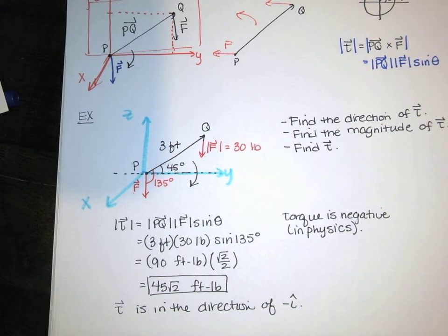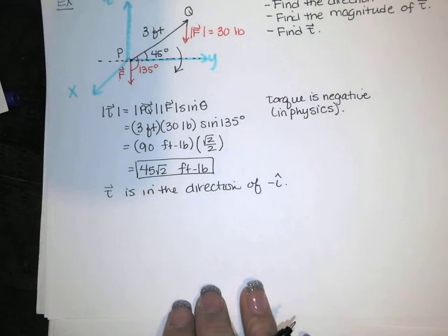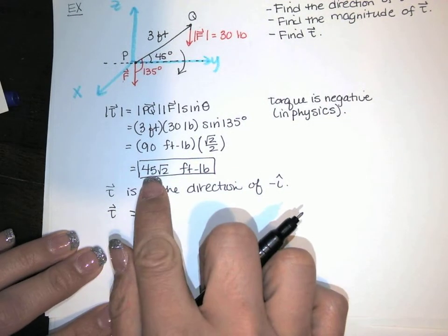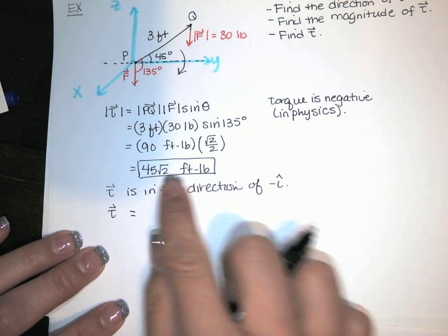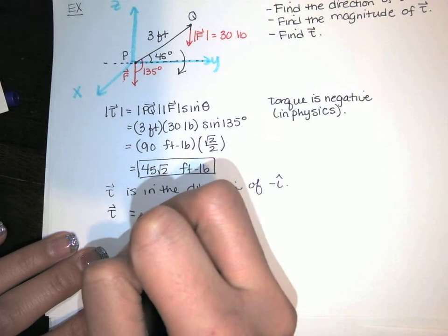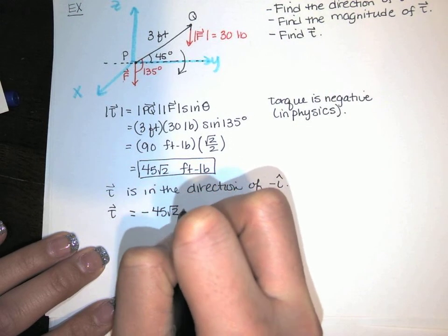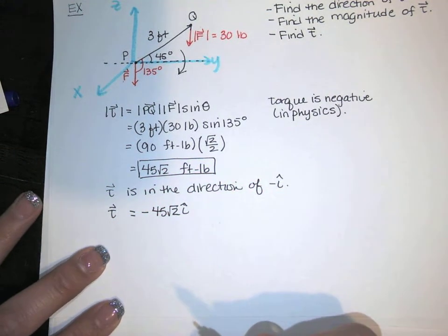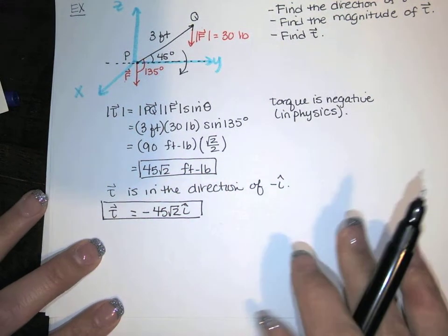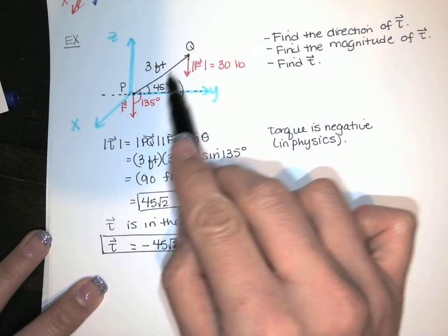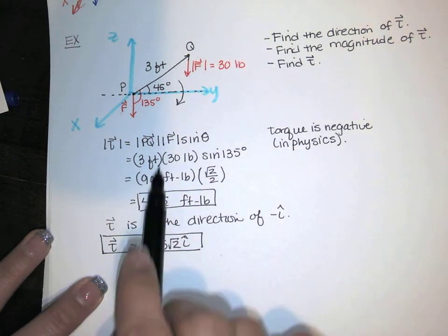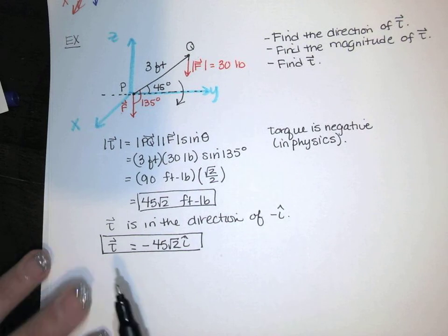And so you say, what is the vector for torque? Well, if the magnitude is 45 times the square root of 2, and it goes in the direction of this unit vector, negative i hat, then the torque vector must be negative 45 square root of 2 times i hat. We just multiply those two together. And that's one way to do it. I prefer that way because it's intuitive. The right-hand rule tells me what the direction should be, and then I've got this formula that gives me the magnitude.